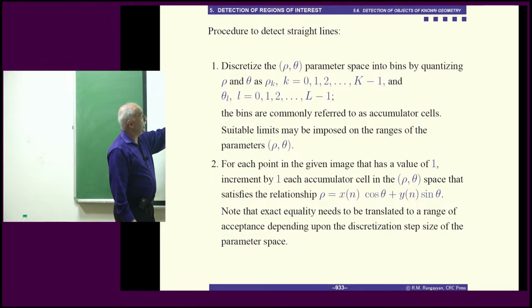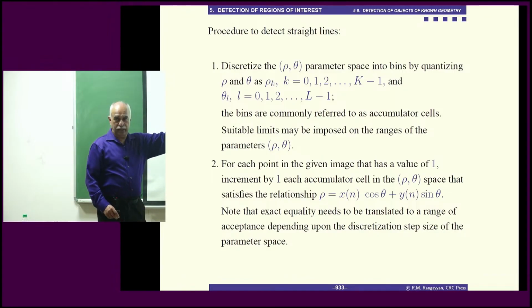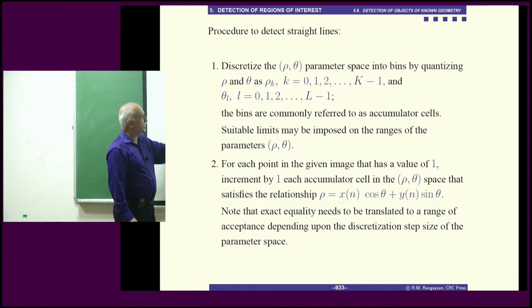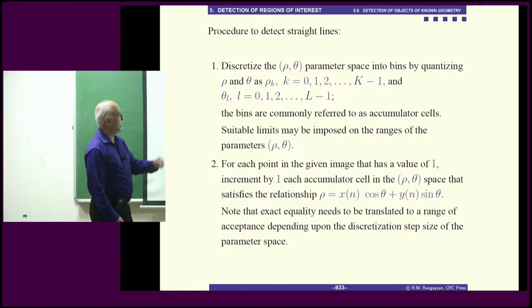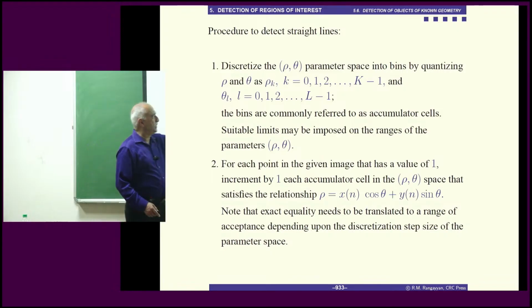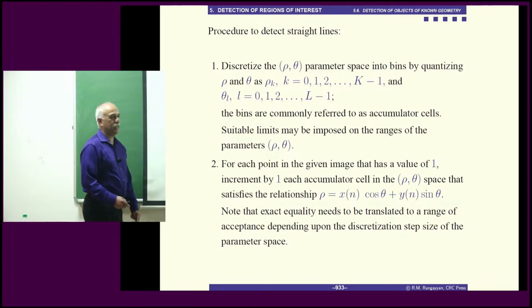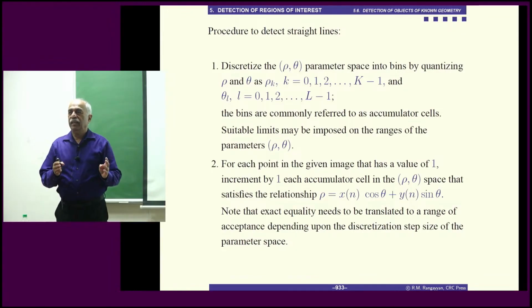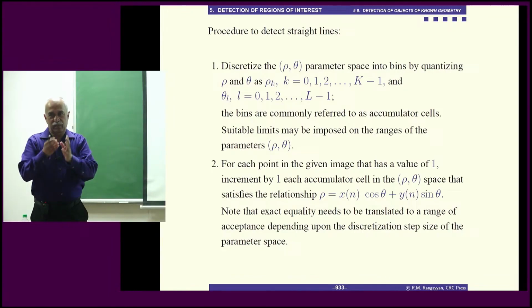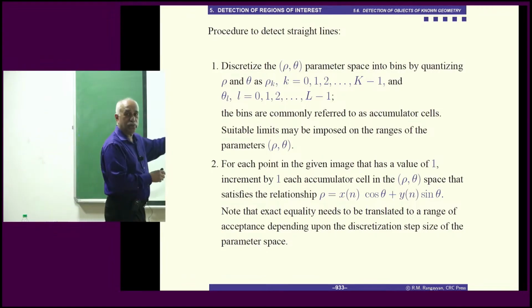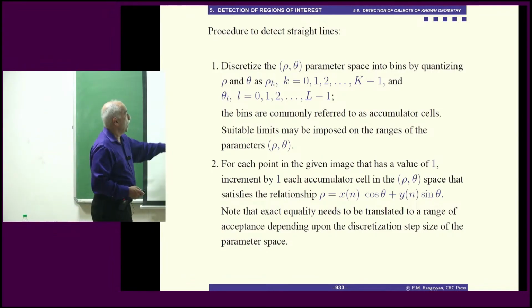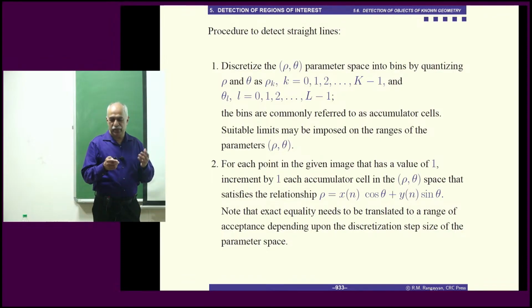For each point in the given image that has a value of 1, a pixel that you have detected and marked, increment by 1 each accumulator cell in the rho theta space that satisfies that equation: rho equal to xn cos theta plus yn sin theta. Equality, but satisfy plus or minus something. If it is close, you say yes, I'll take the closest bin. So exact equality needs to be translated to some acceptance rule.